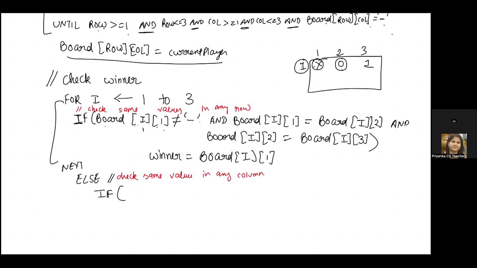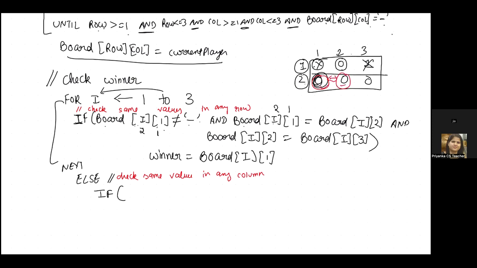Then I becomes 2 gradually. So I is 2 here. Let's say this time we all have O. So I is 2, and you are checking, is 2,1 not equal to hyphen? No, it is not, because a big O is here. Is board I1, where I means 2, so 2,1, equal to 2,2? Yes, it is. These are the same.